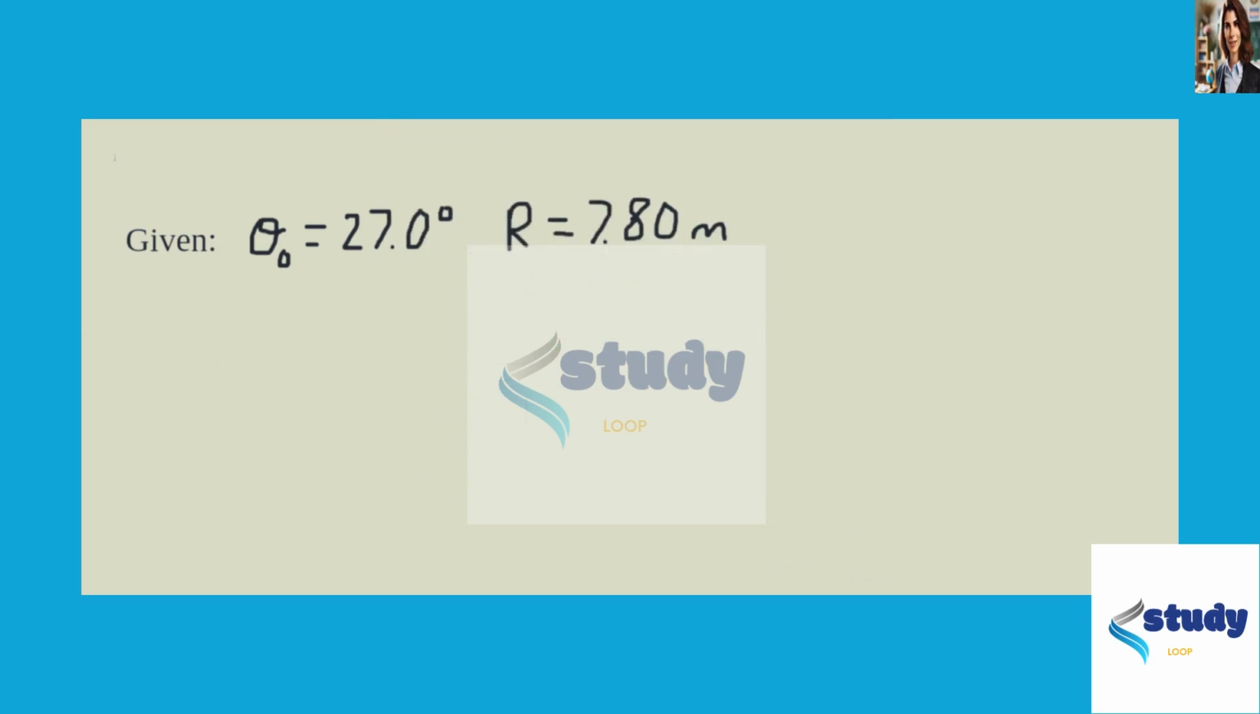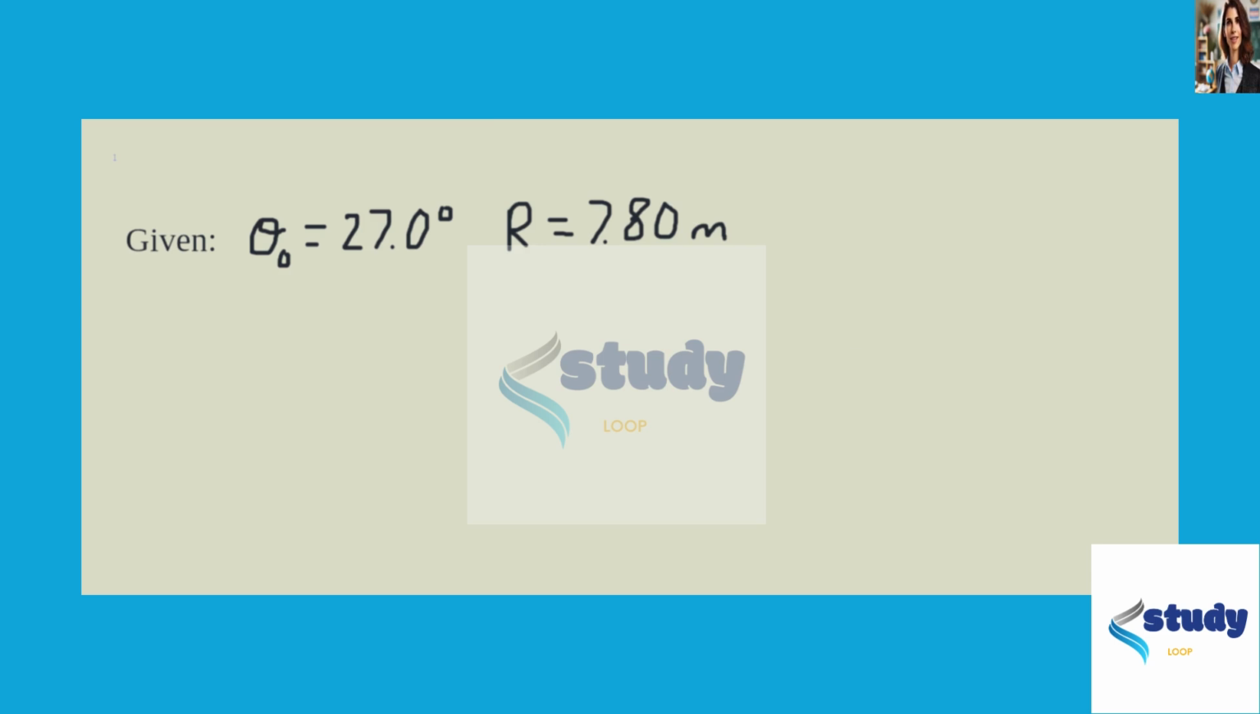Our question says that an athlete executing a long jump leaves the ground at a 27-degree angle and lands 7.8 meters away. Then it asks A, what is the takeoff speed? And B, if the speed were increased by just 5%, how much longer would that jump be? So I wrote down what we were given here.